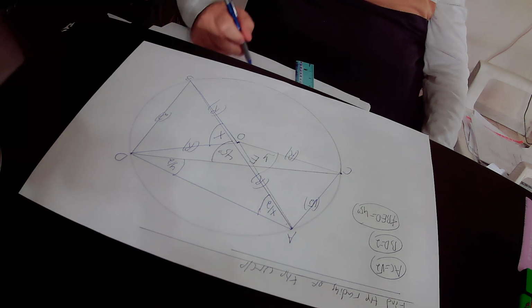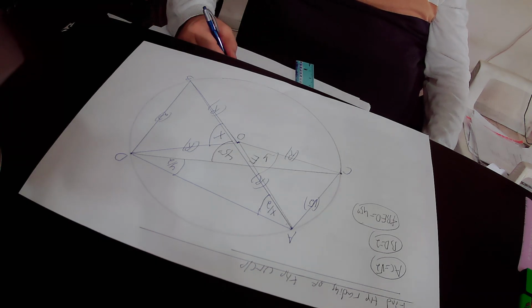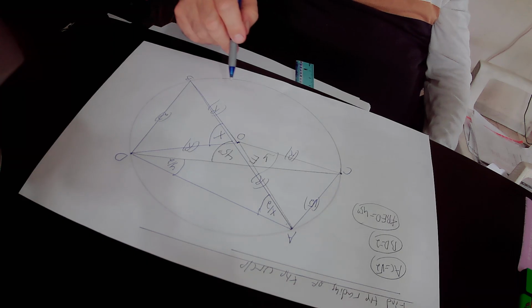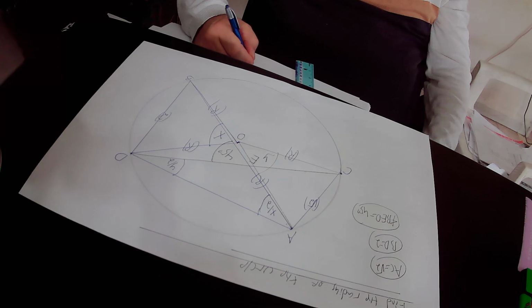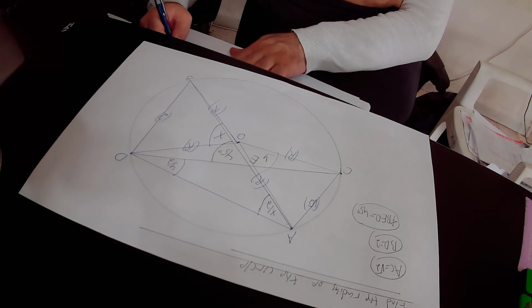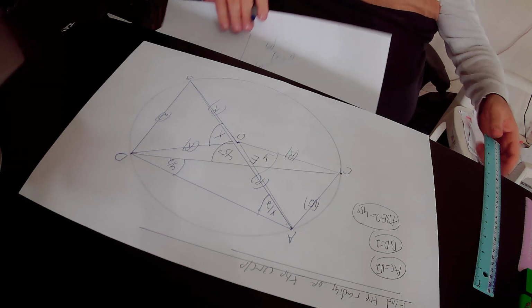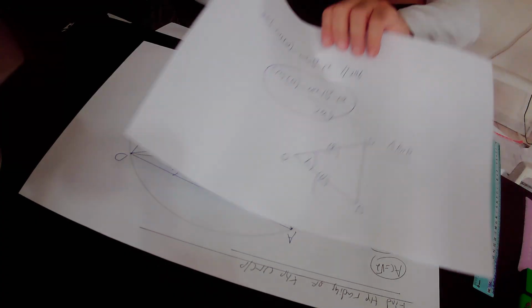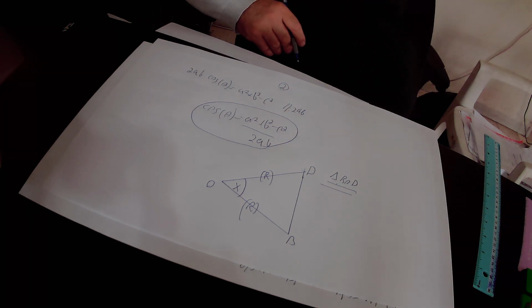Side OB equals R, side OD also equals R, this is the radius of the circle, and angle DOB, this angle, equals X. So actually, this is triangle BOD that comes from the original drawing.